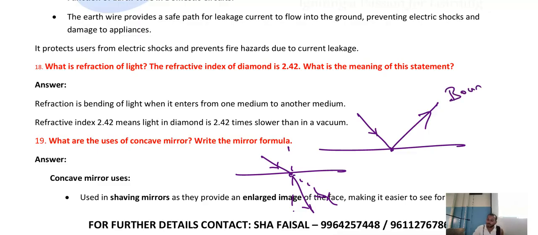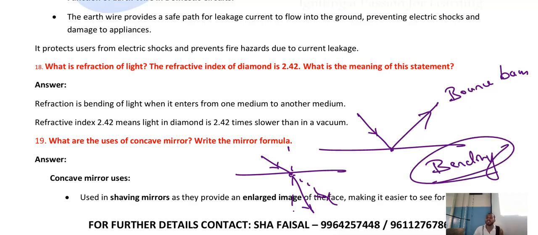If the light bounces back, reflection. If bending of light takes place, refraction. Bending, refraction. Bounce back, reflection. Keyword. Any doubts? Now, the refractive index of diamond is 2.42.